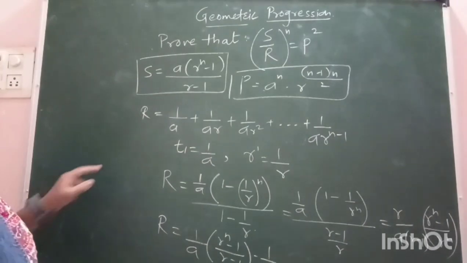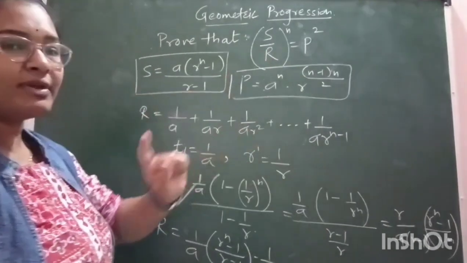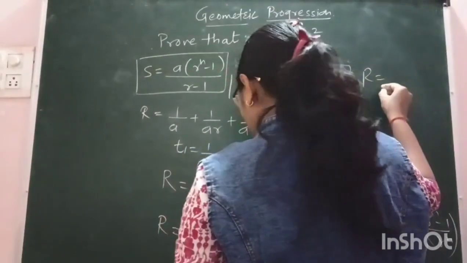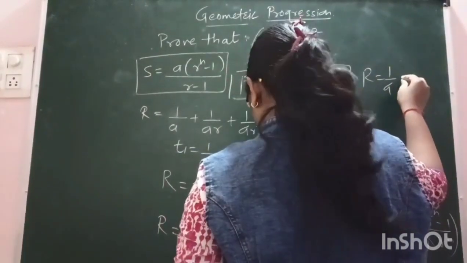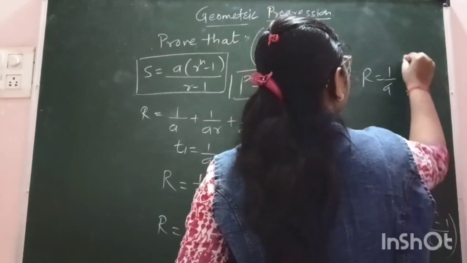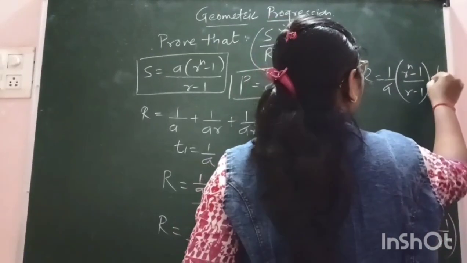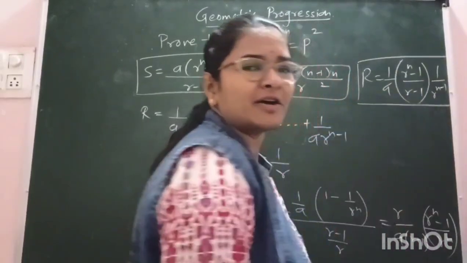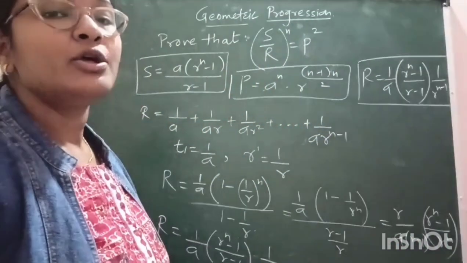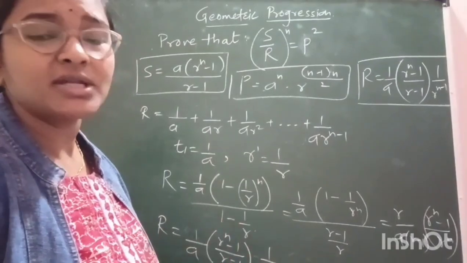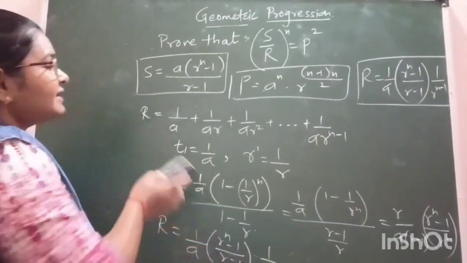Okay, now we have to consider the LHS. Now we will write this r also this side. So what we are getting? R is 1 upon a into r raised to n minus 1 upon r minus 1 into 1 upon r raised to n minus 1. Now we have all these three terms. Now it's very easy, dear children, to verify LHS equals RHS. The question is to verify, meaning it's not given as equal.